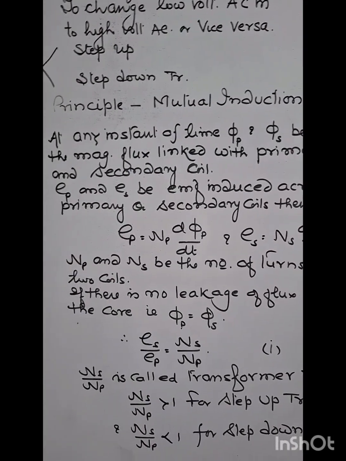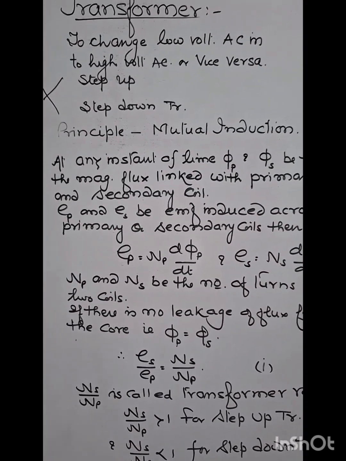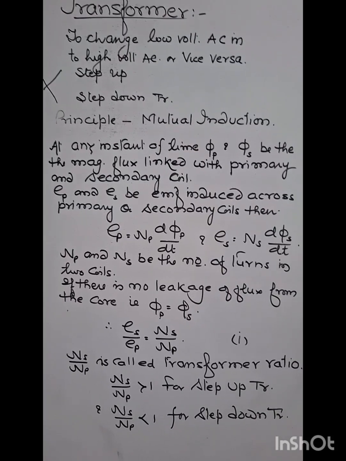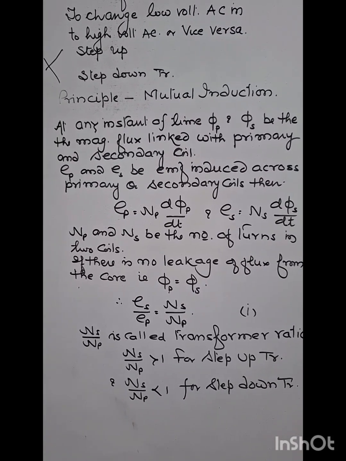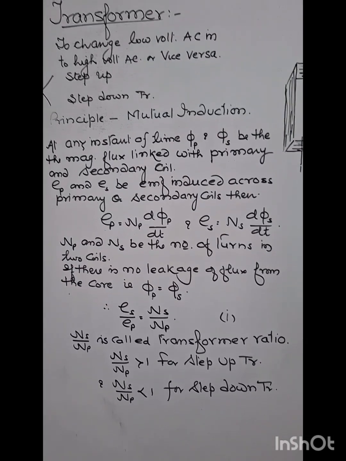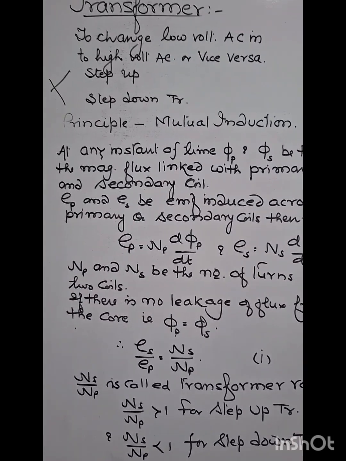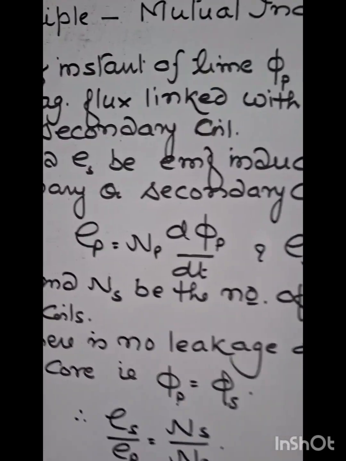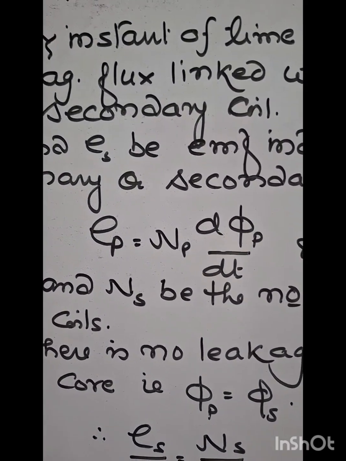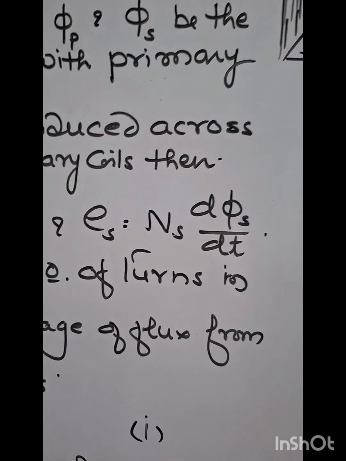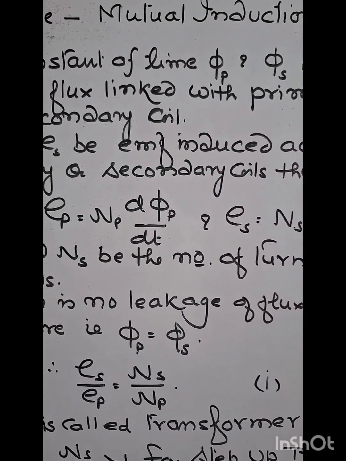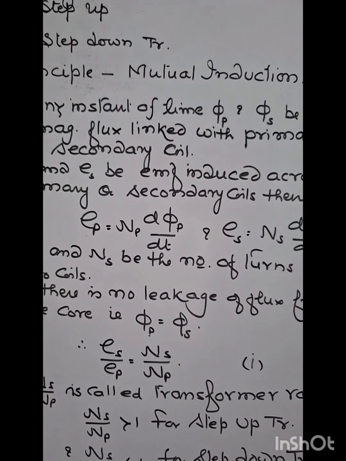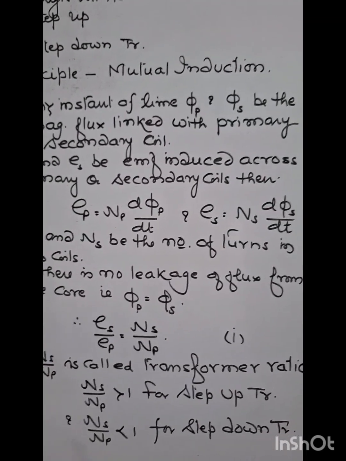Suppose at any instant of time, phi p is the magnetic flux linked with the primary coil and phi s is the magnetic flux linked with the secondary coil. Then the EMF induced in the primary coil is given by EP = NP d phi p/dt and ES = NS d phi s/dt. NP and NS are the number of turns in the primary and secondary coil.